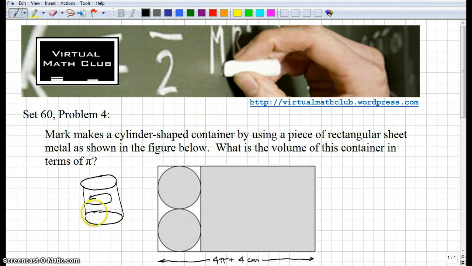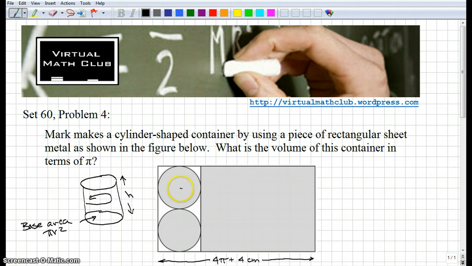Okay. And the volume of this cylinder is just going to be the base area. And that's just pi r squared because it's a circle, right? So pi r squared times the height, okay? So in order to figure out the base area, we need the radius, and we'll also need the height.